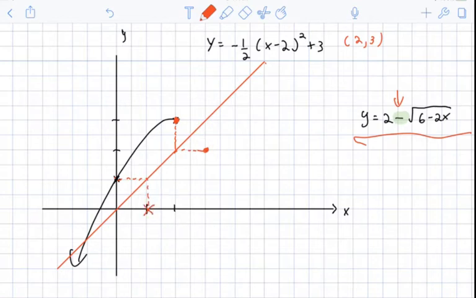So the graph is going to look like that. Y is equal to 2 minus square root of 6 minus 2x. Fun, huh? Okay. So that's why radical functions are shaped the way they are. They're essentially a reflection of one half or the other half of a parabola, and so the shape of them is going to reflect that.